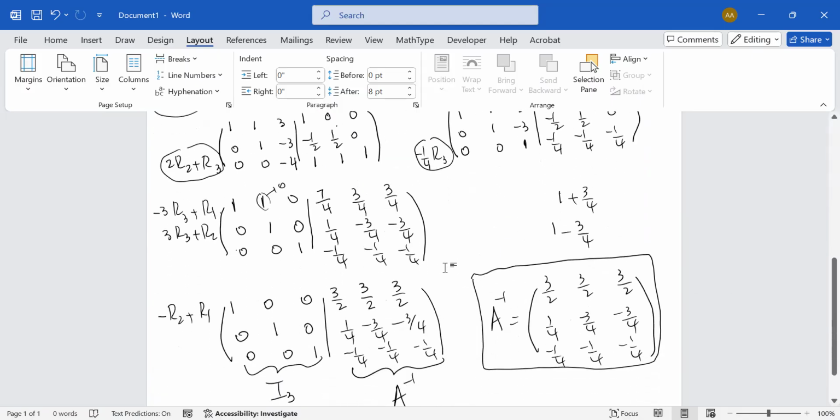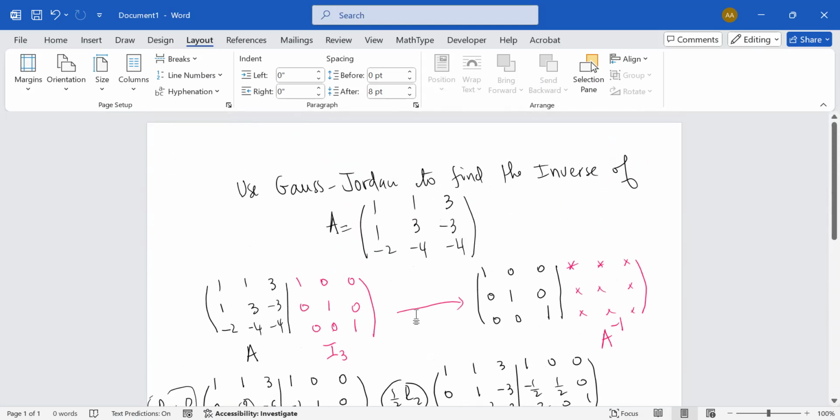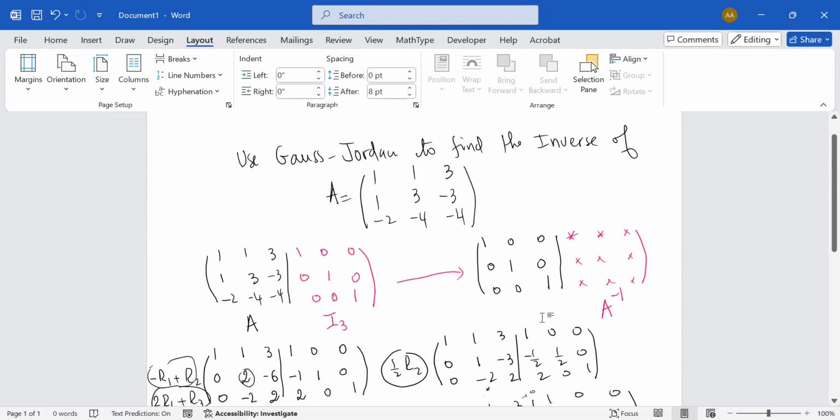All right. So this is just an example of how to use Gauss-Jordan to find the inverse of a matrix. And of course, for our exam number 1, we need to know how to do all these steps.